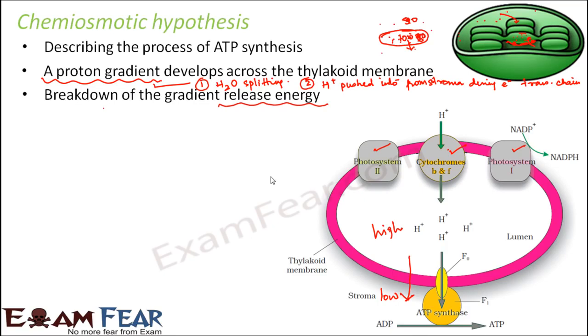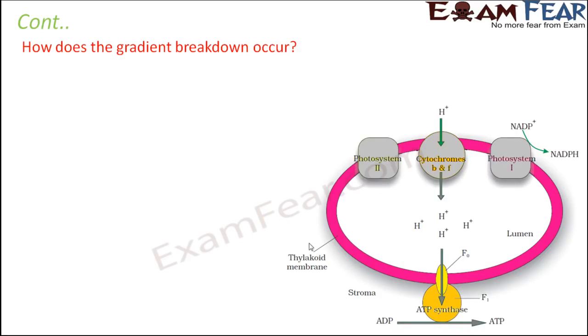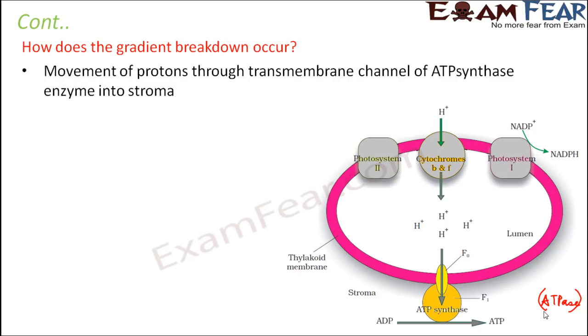Right? Now, who helps in the breakdown, or who helps in the movement of protons from this area to this area? So let us see how the gradient breakdown occurs. As I mentioned before also, this has to be facilitated by some other molecule so that facilitated diffusion can take place. So who is the facilitator here? The facilitator is an enzyme called ATP synthase, or it is also known as ATPase. So whatever you call it, whether ATPase or ATP synthase.